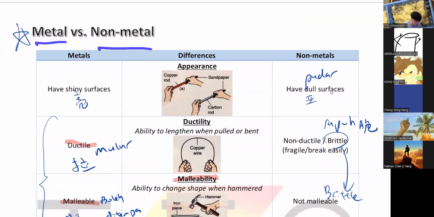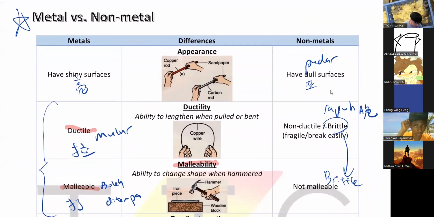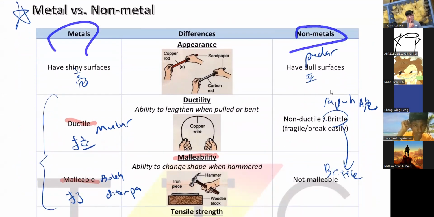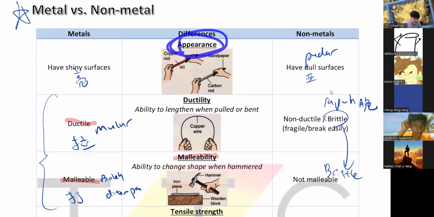So, metal versus non-metal, logam dan bukan logam. Let's look at the difference between metals and non-metals. This is the main thing you have to learn. The first one, appearance. As you know, metals are bling bling, shiny, berkilat.